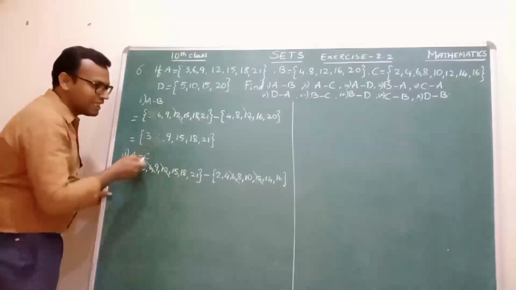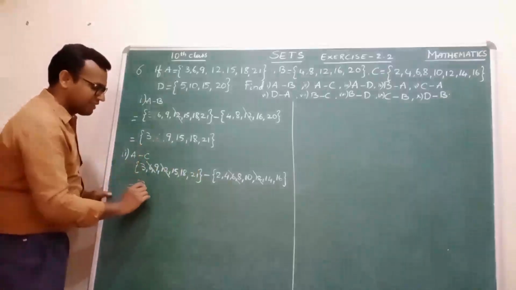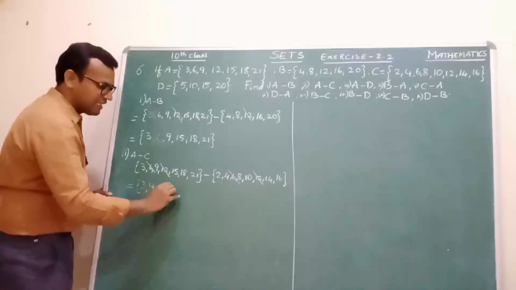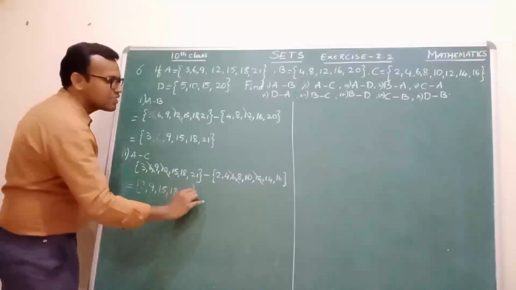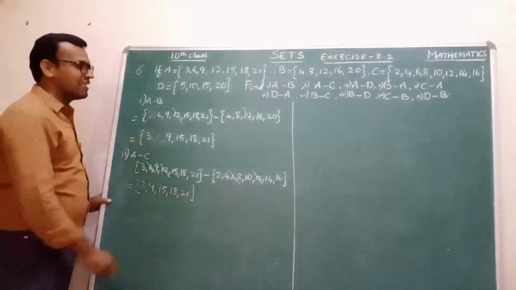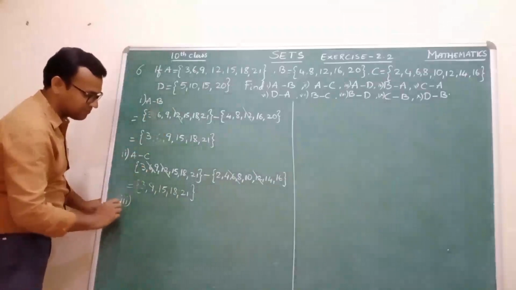Okay. Now the elements which are left in the first set, that we need to write: 3, 6 is cancelled anyway, 9, 15, 18 and 21. Now this is A minus C. Now let's do A minus D, the third one.